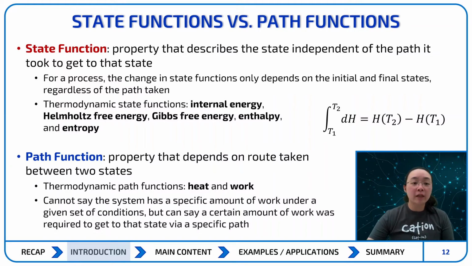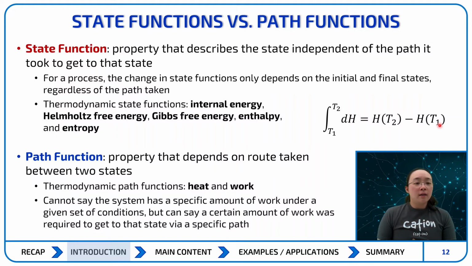So there are some thermodynamic state functions we have to be aware of. They are internal energy, Helmholtz free energy, Gibbs free energy, enthalpy, and entropy. And so essentially, if you take the integral of a state function, you should just be able to subtract the initial state from the final state. So basically, some sort of enthalpy at your second temperature minus your enthalpy at your first temperature. So it's just a change in between those two states.